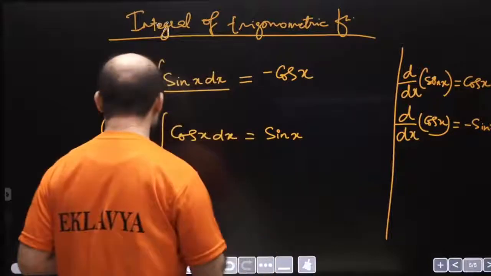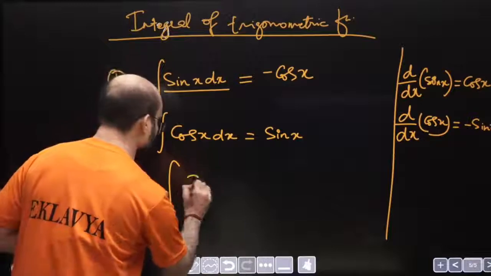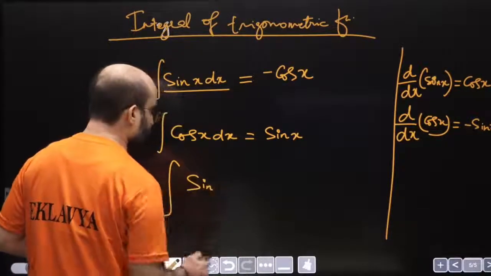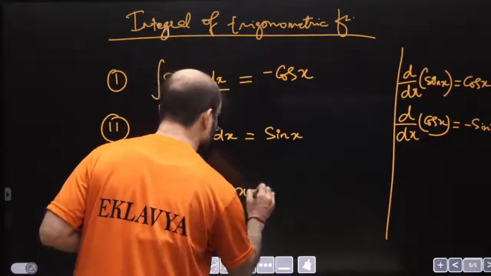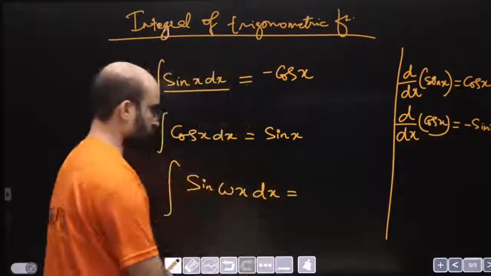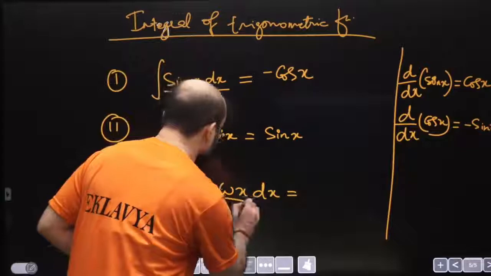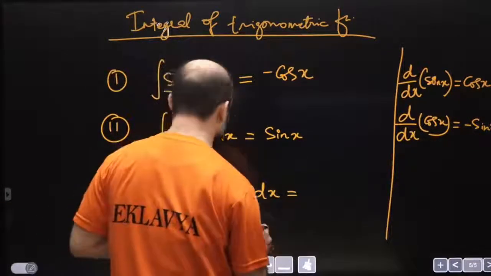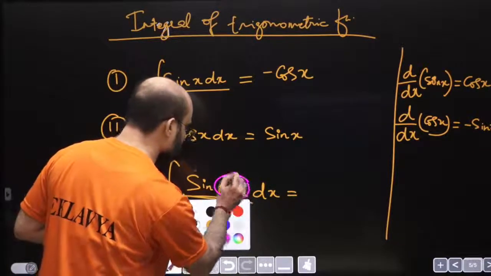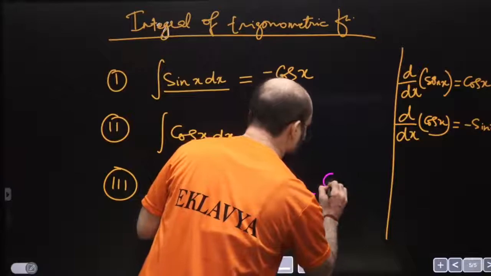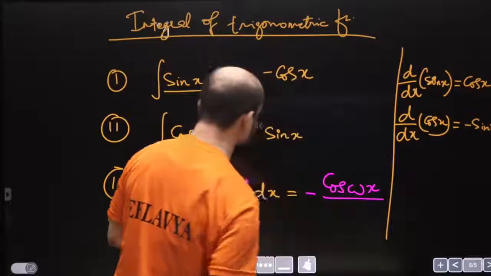Now here we need to do other things. Suppose we have sine of some constant I am taking, let's say omega into x dx. What you will get? Here, be careful. For sine, it is minus cos x. So whatever angle is there, you just consider this angle. So minus cos of this angle, omega x, okay, let it be.